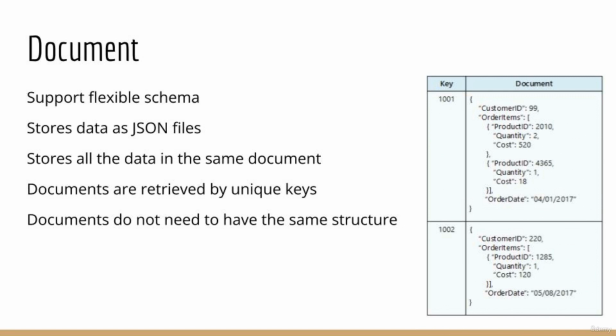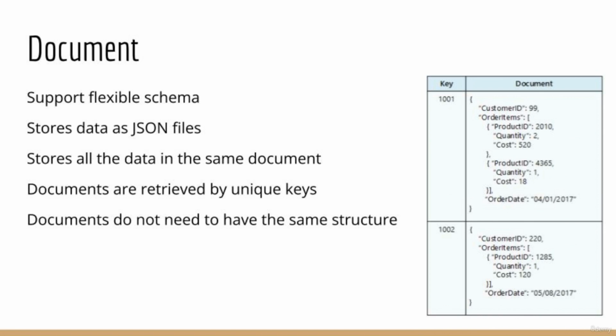There is also documents. So a document database stores a collection of documents where each document consists of named fields and data. The data can be simple values or complex elements such as lists and child collections. In simple words, document is a non-relational data store that supports a flexible schema, stores data such as JSON files, and stores all the data of a foreign entity in the same document. Documents are retrieved by unique keys.